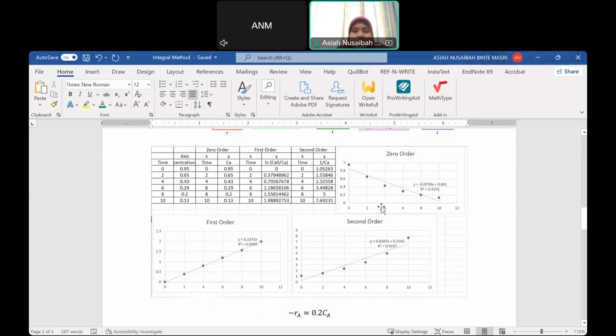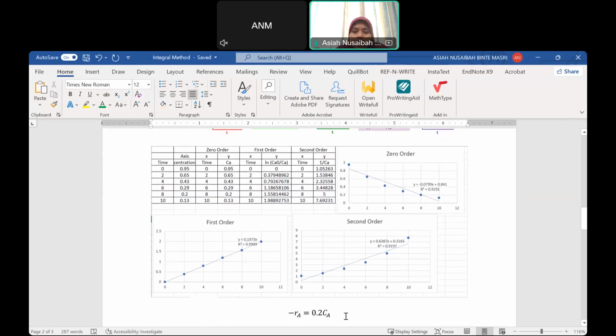Okay, so if we compare here, zero order R square is equal to 0.9291. First order R square equals 0.9999. Okay, and second order R square equals 0.9197. Hence, the best one is first order.